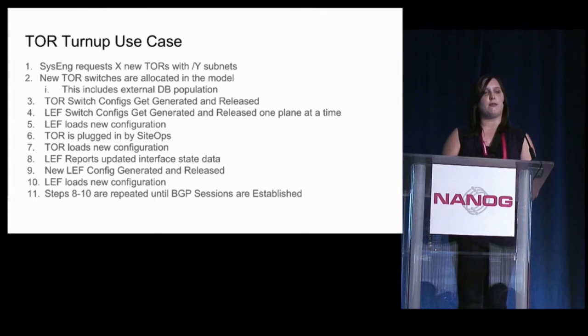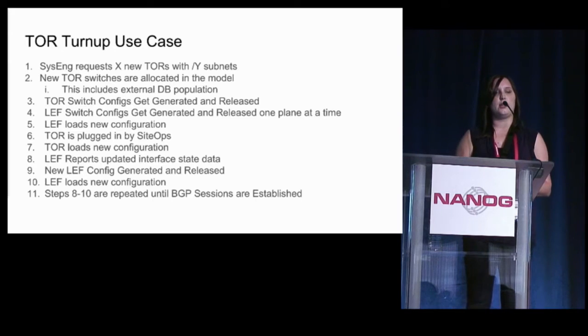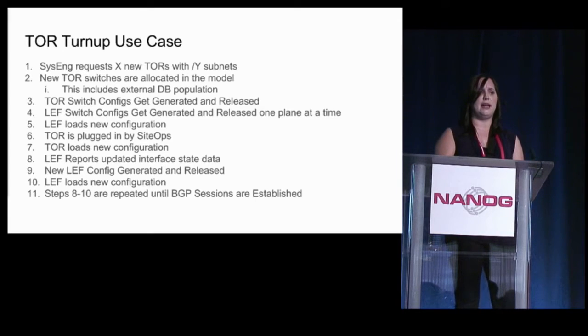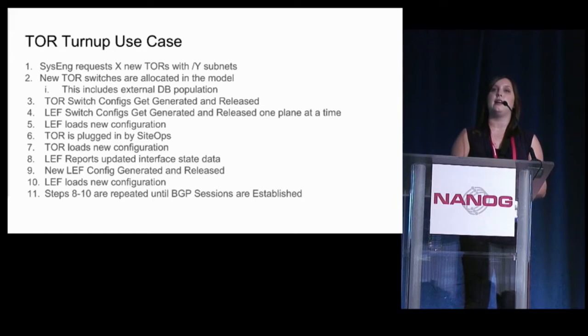What we've done is we've created a form that our system engineers can use to request a number of new TORs with a certain configuration. Once they complete that form, those new TOR switches are allocated both in our model as well as our external data sources. From there, those top-of-rack switch configs get generated and released, and the leafs that connect to them also get generated and released one plane at a time. So that's the stage where we're going through that state machine that we described.